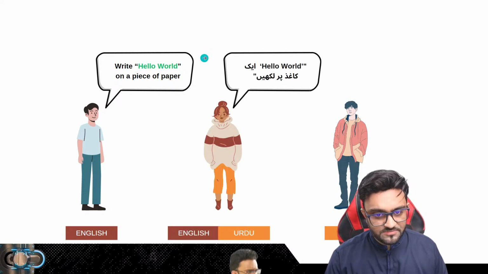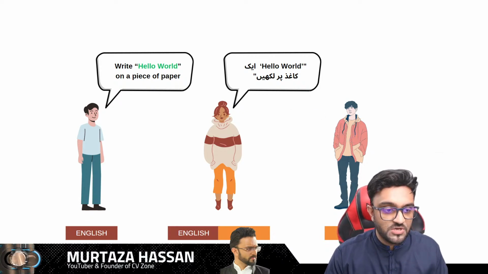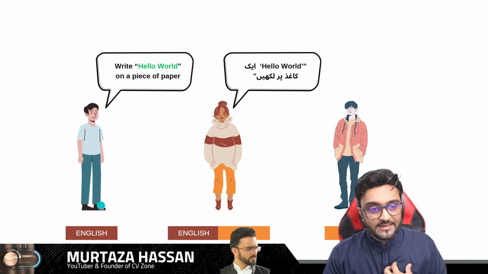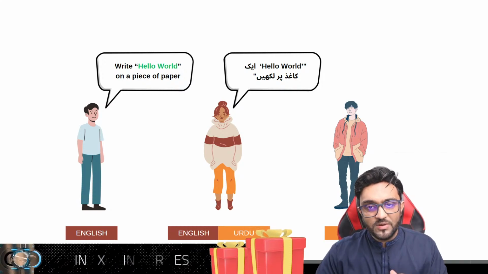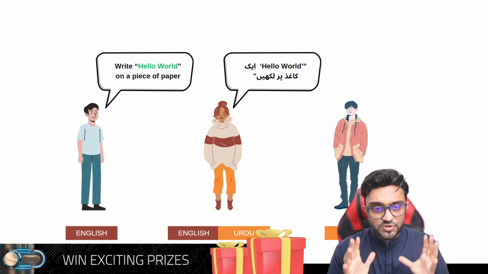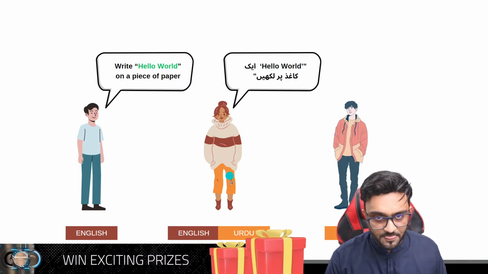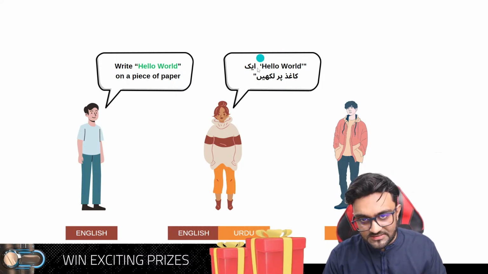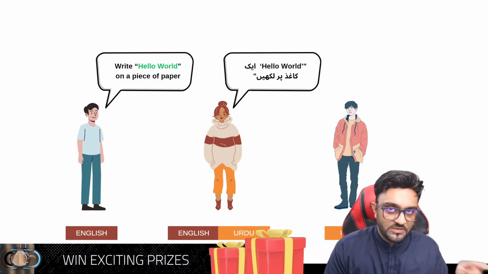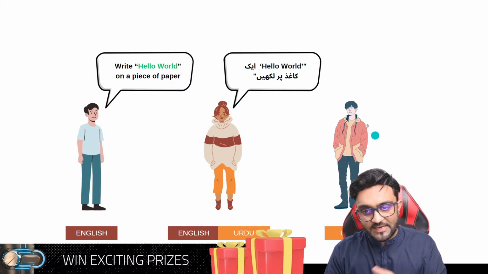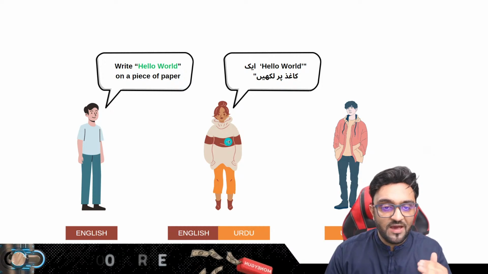Now, what happens if the other person does not understand the same language? In this case, the first person, which is me, can speak English, but the second person can only speak Urdu. So how exactly can you communicate? To communicate between these two people, we need a third person, which is the translator. The translator will translate, let's say in Urdu, and then they will tell the next person what is required. So there is a communication gap between me and the person on the right. That's why we have a translator in between.